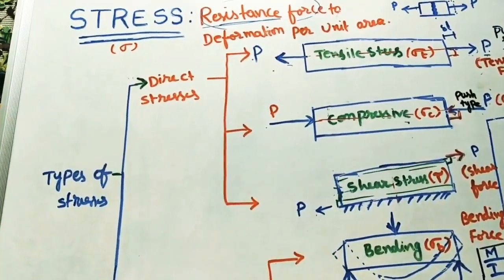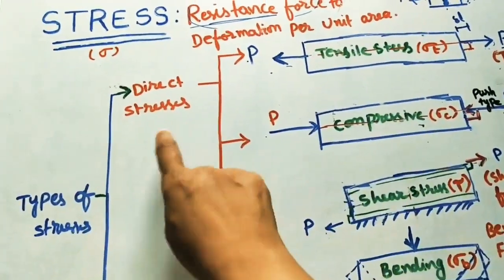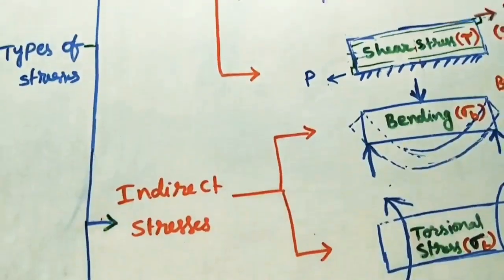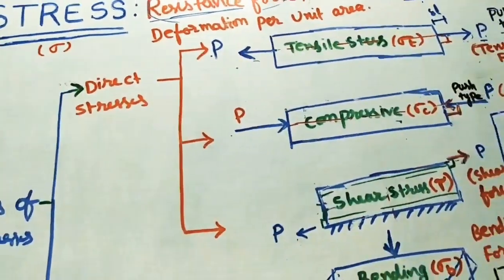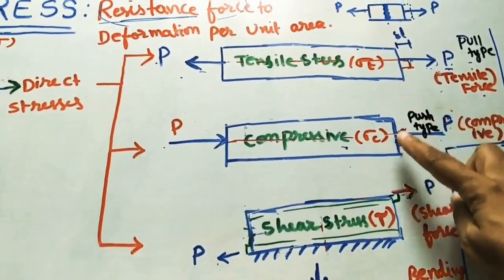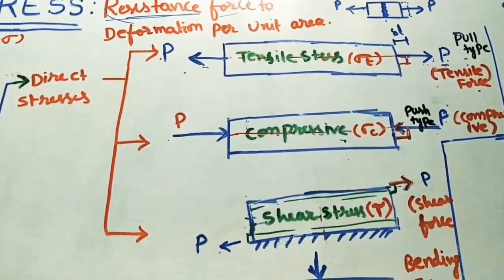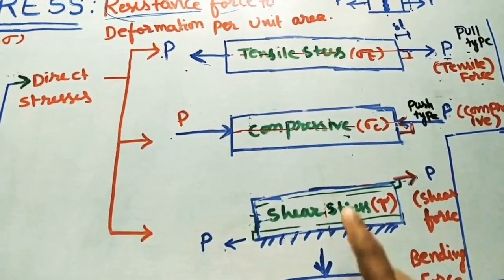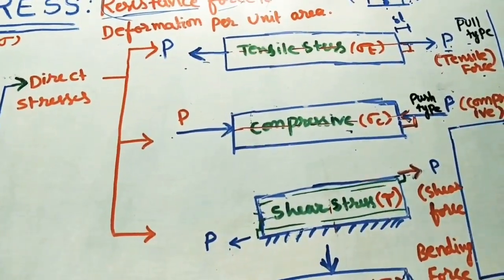If we see the classification of stresses, or types of stresses, we can divide these three into direct stresses and these two into indirect stresses, and the next type is combined stresses. There are three types of stresses. In direct stresses, we are applying the force on a given body directly. Because of tensile force, tensile stress will develop. Because of compressive force, compressive stress will develop. Because of shear force, shear stress will develop. These three are the direct stresses, meaning with direct force, direct stresses will develop inside the object.